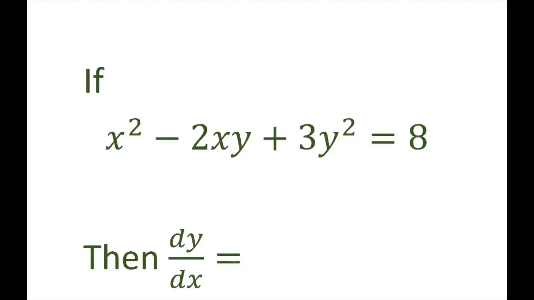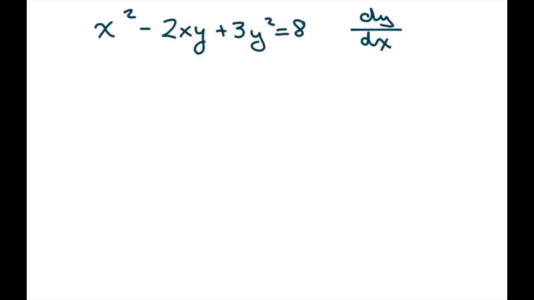Hi everyone, we're going to differentiate this polynomial, and whenever we have a polynomial where the x's and y's are not separated, for example here, we need to use implicit differentiation to find the derivative. So let's get started, and the first thing we're going to do is take the derivative. This would be step 1. Take the derivative of everything with respect to x.